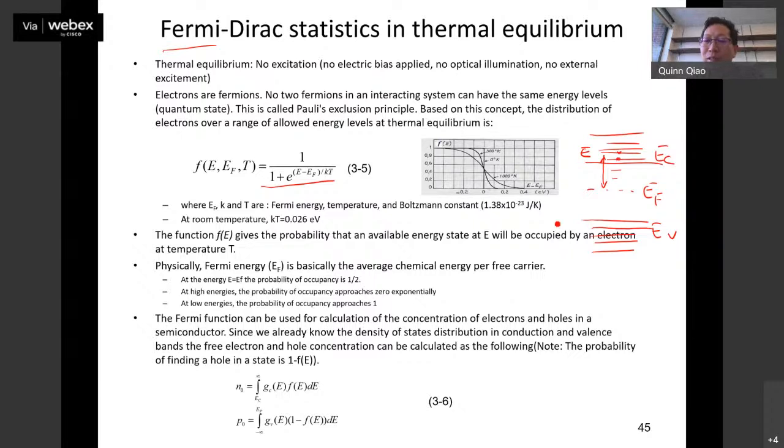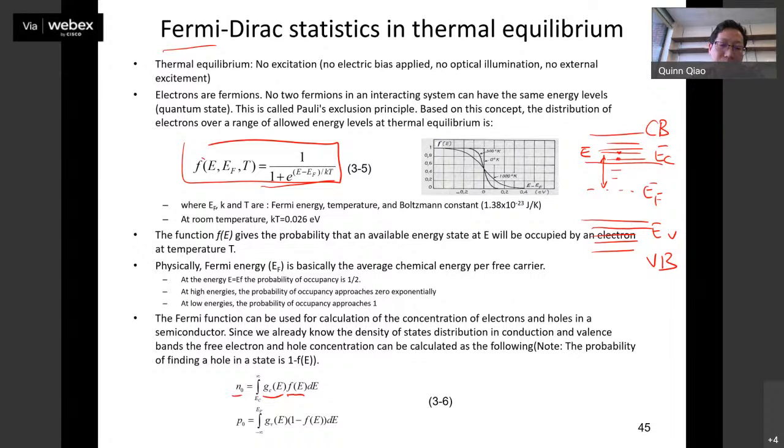So basically, below EF you can assume all the states are occupied. That's why in the valence band all the states are occupied, and in the conduction band the states are empty. That follows this equation. Since we know the probability for a state to be occupied by electrons, and we also know how many states there are, the state density multiplied by the probability of occupation tells you the total electron concentration in the material.